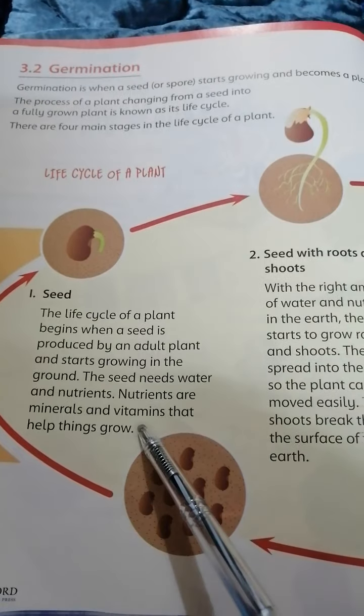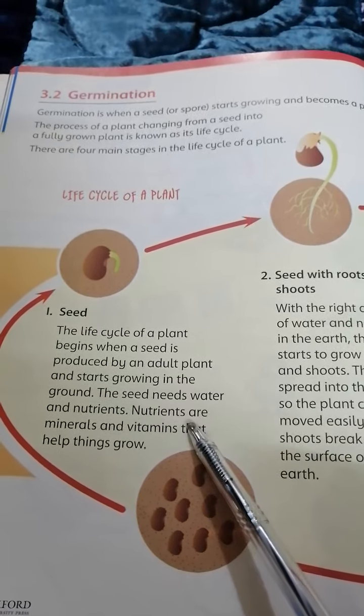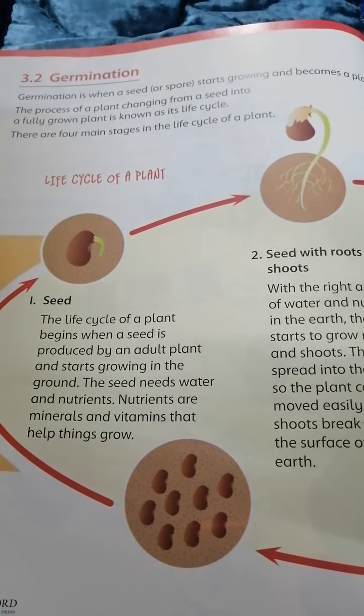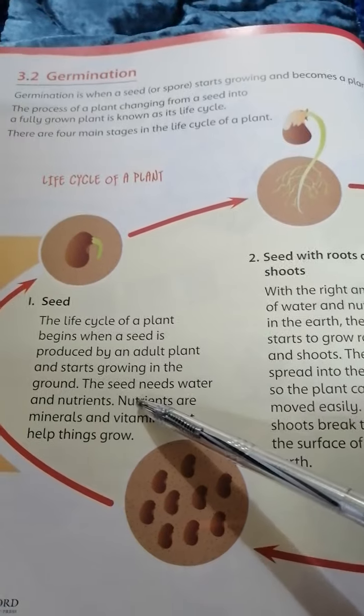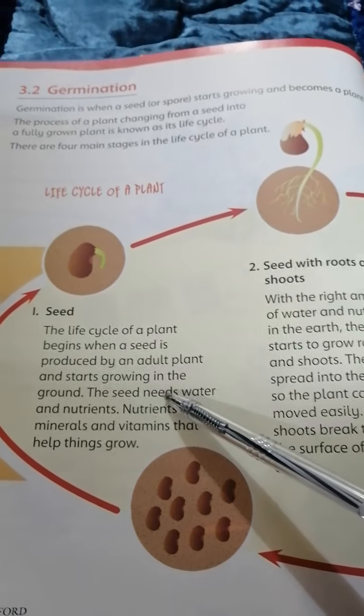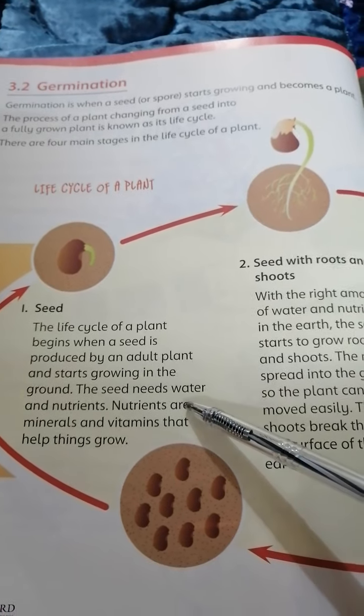First one is a seed. When we place a seed into the soil, it starts growing in the ground, and at that time the seed needs nutrients, which are vitamins and minerals.